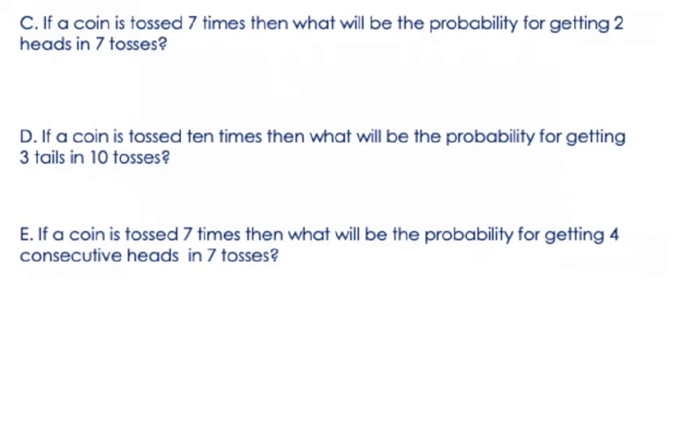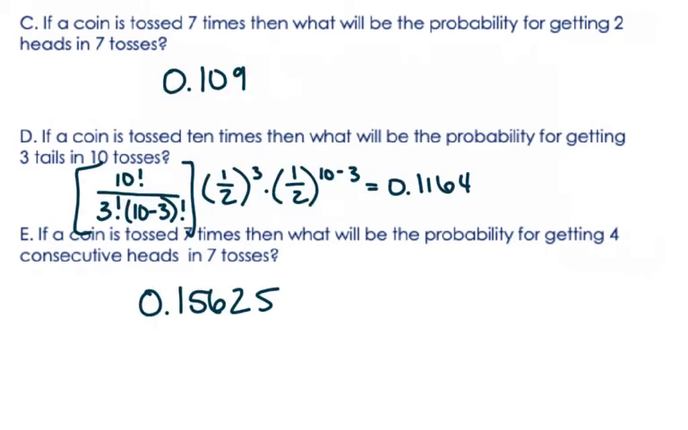Alright, so try C, D, and E the same way. Follow those steps. See if you can pick out the right pieces, and then I'll go over them. So try it in 1, 2, 3. Alright, so I gave you answers for C and E, and then I worked out D. If you have any questions, you can ask me about them.